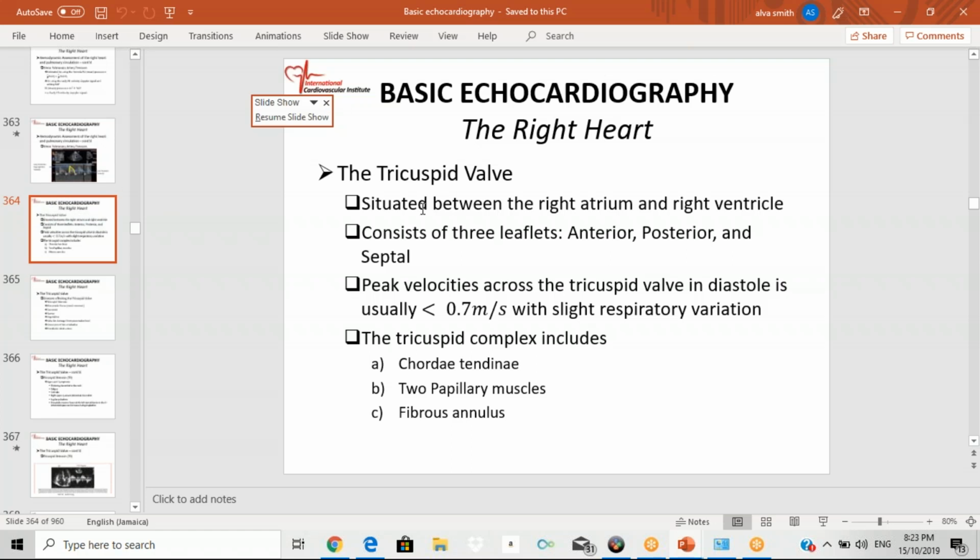All right, so now we'll come to the tricuspid valve. And of course, the tricuspid valve separates the right atrium from the right ventricle. There are 3 leaflets. We have the anterior, the posterior, and the septal. You have to know how to identify them.